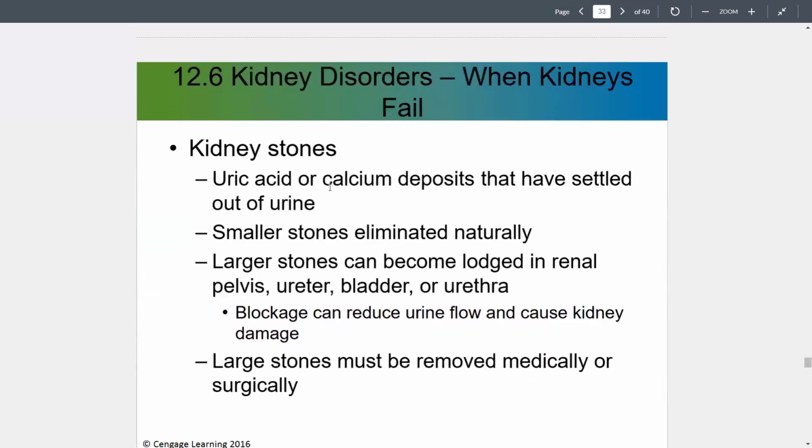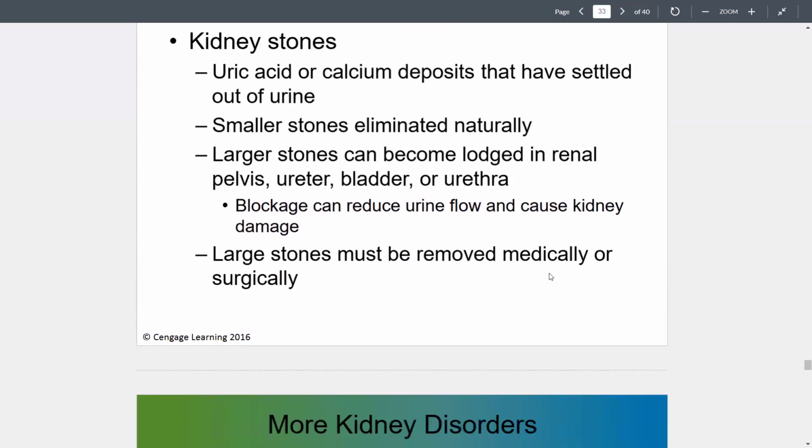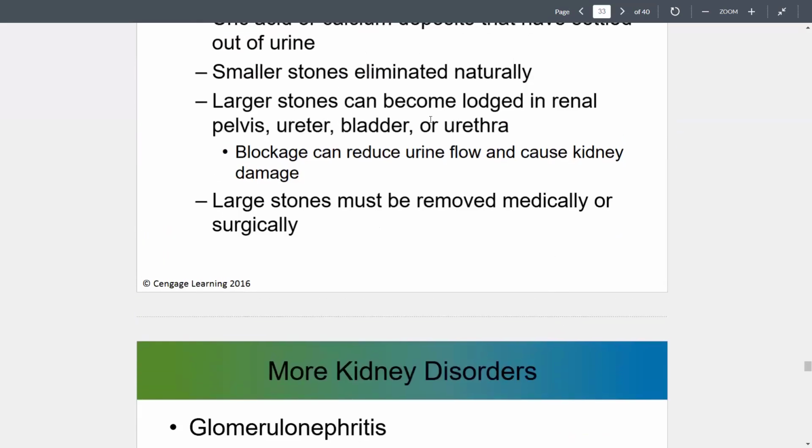Here's some kidney disorders. Kidney stones you've probably heard of. In your kidneys, you can get little stones because they're filtering out stuff like minerals, like NaCl can make a salt. And so they can form little stones, and they have to remove those. They can also become lodged as your body's trying to pee them out. Maybe they get lodged in the ureter or the bladder or the urethra.